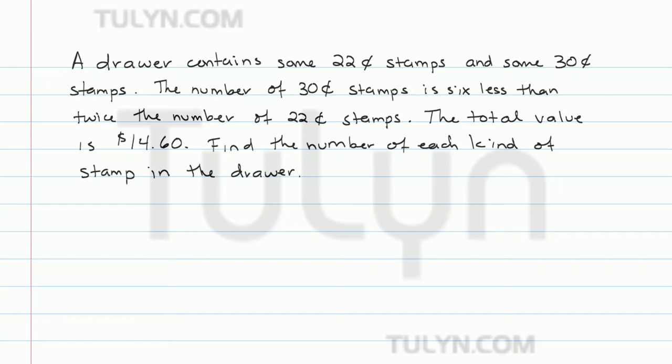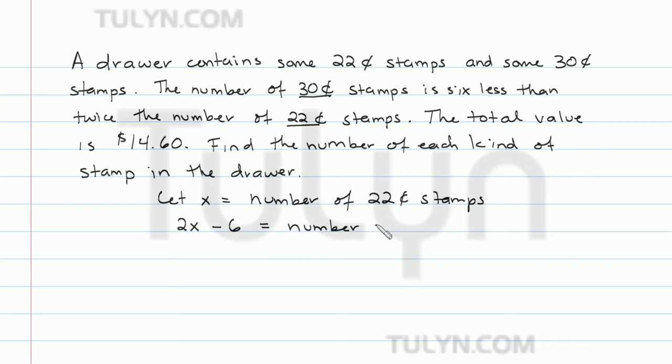So, first thing we want to do is label our variables. Now notice that we can write the number of 30-cent stamps in terms of the number of 22-cent stamps. So we want to let our independent variable x be the number of 22-cent stamps. Then the number of 30-cent stamps is 6 less than twice the number of 22-cent stamps. So if you take twice the number of 22-cent stamps and then take away 6, that's going to give us the number of 30-cent stamps.